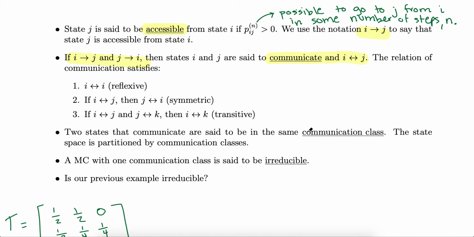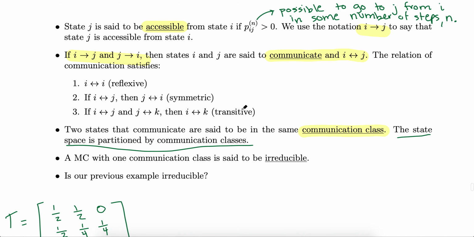Right, next property or terminology is this idea of a communication class. If two states communicate with one another, they're said to be part of the same communication class. It's also interesting to note that our state space is partitioned by communication classes. We'll see what we mean in some following examples. One more vocab word before that.